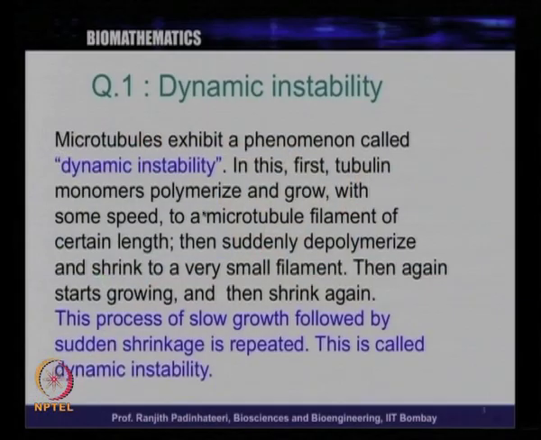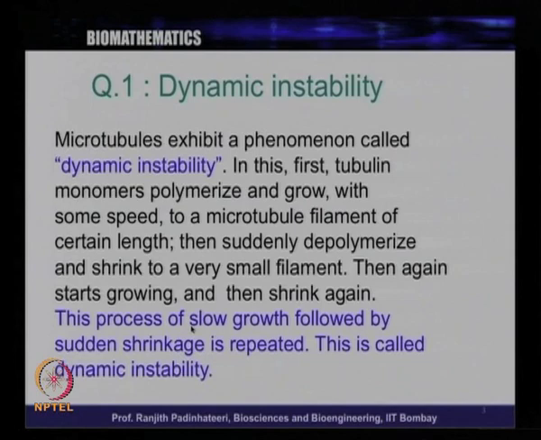One thing to note here is that it grows with some speed and then suddenly depolymerizes and shrinks, then again starts growing and then shrinks again. So, this is a process of slow growth followed by sudden shrinkage. The growth is slow, but the shrinkage is sudden. This is another important point here. Slow growth followed by sudden shrinkage is repeated, and this is called dynamic instability. Okay, so we understand the phenomenon now.